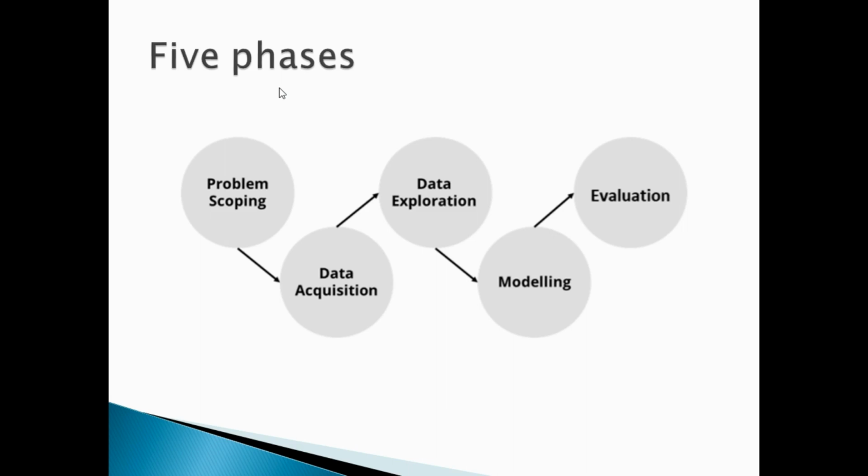So the first one is problem scoping. Under problem scoping, we understand the problem. Why should we solve it? Who are the people involved? What is the problem? The next phase is data acquisition. So I try to acquire the data from various sources in data acquisition.